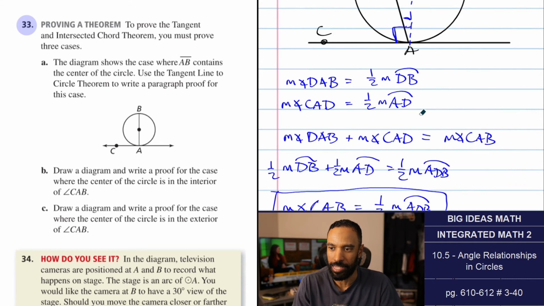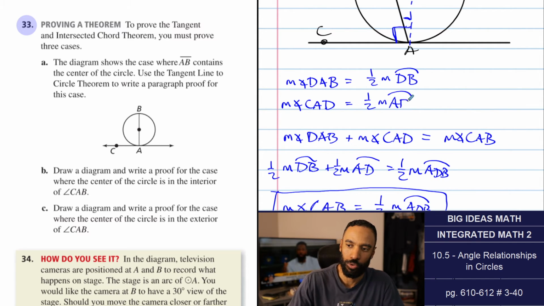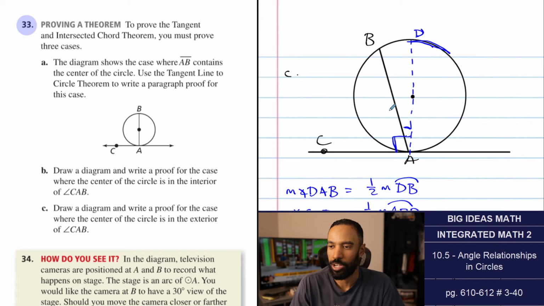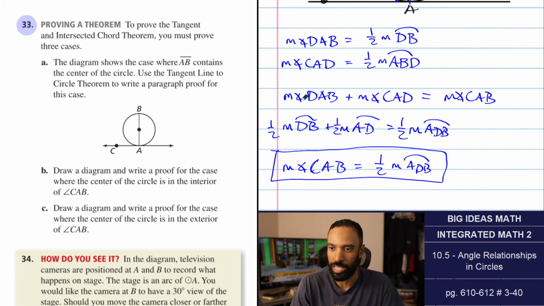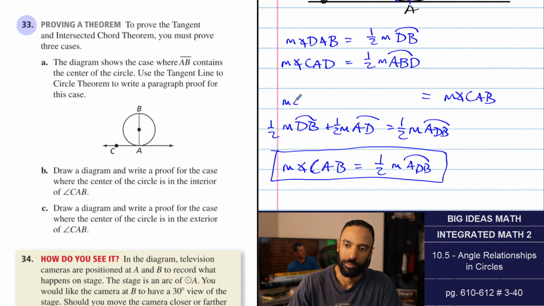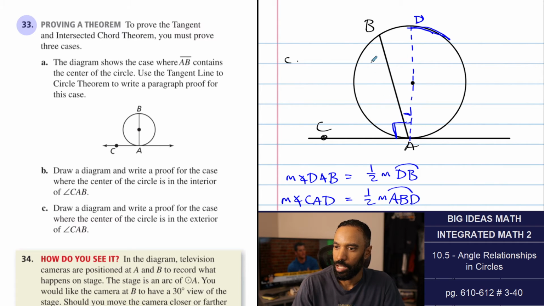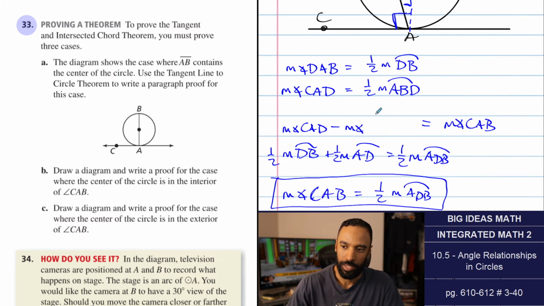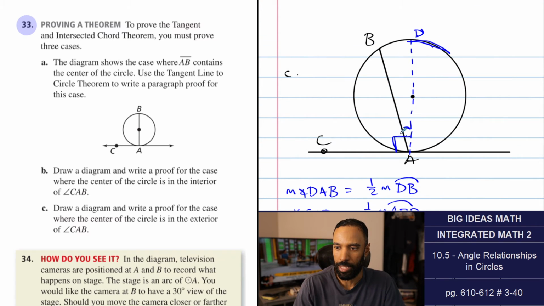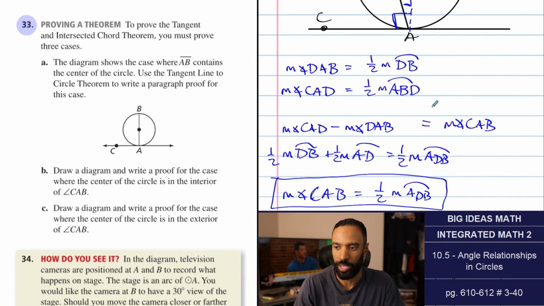I can now call this ABD now that I kind of have that point there. But that was proved the first time around. And now we're going to subtract. We're going to do measure of angle CAD minus measure of angle DAB equals measure of angle CAB right there. That's good. So subtract those and you get that angle.